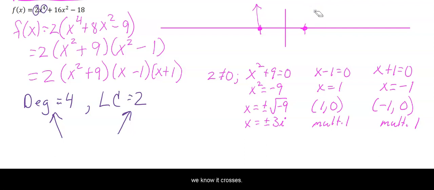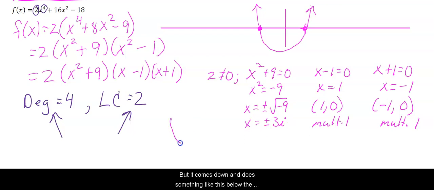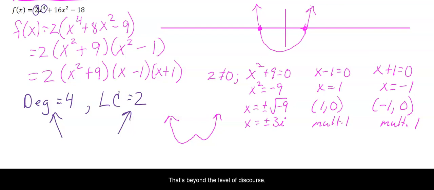Now, why do we know it crosses? We know it has to cross because the multiplicity of each of the x-intercepts was odd. That means it has to come down and do something like this. It is possible that it comes down and does something like this below the axis, but I can't get that level of detail from the information that I'm given. To get that level of information, I would need to have a graphing calculator or know something about calculus. That's beyond the level of this course. Let's take a look at the next problem.